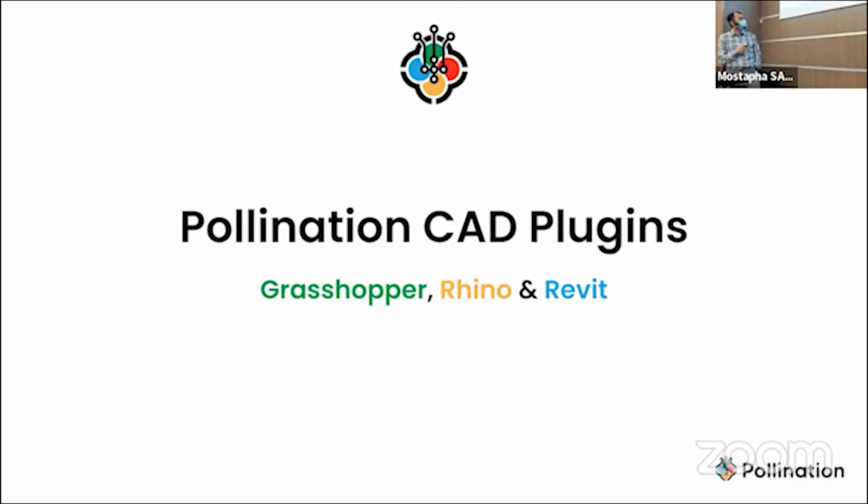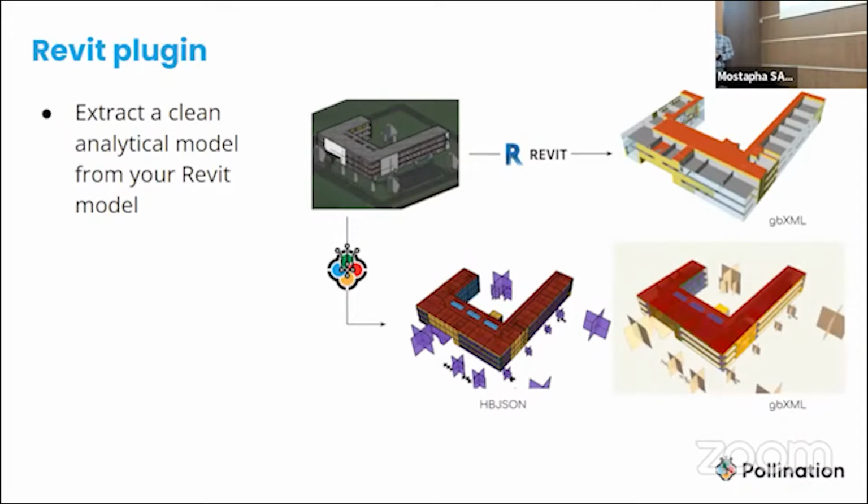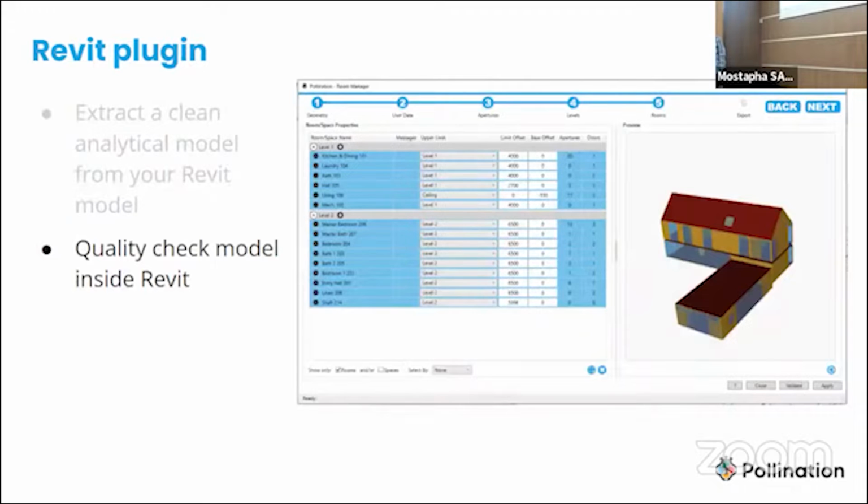So I started with the Pollination CAD plugins: Grasshopper, Rhino, and Revit. You have the Revit plugin. The main reason for the Revit plugin, and I don't know how many of you had to deal with this, but from Revit, if you export a gbXML, which is an analytical model, this is what you get. With Pollination, this is what you get. And this was very important. If you want to have a good level of interoperability, you should be able to get a high quality model out of your analytical model.